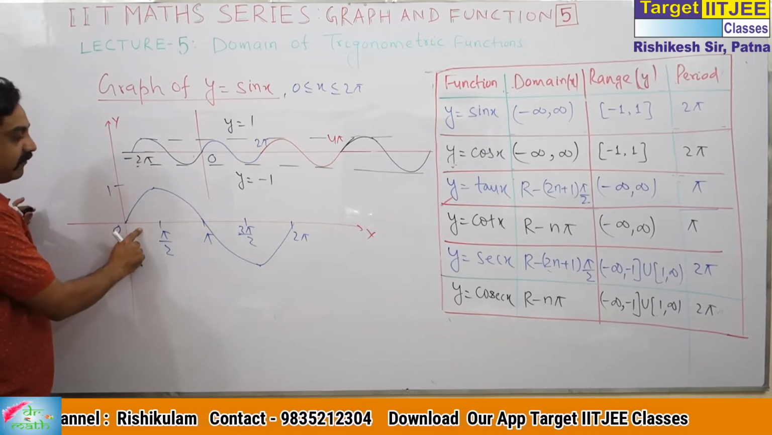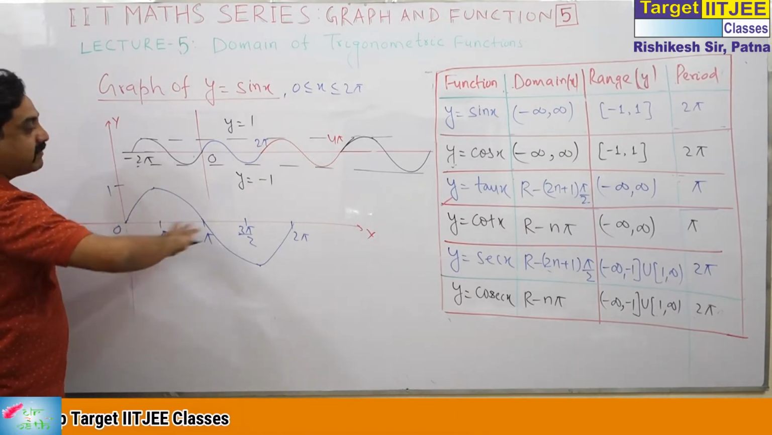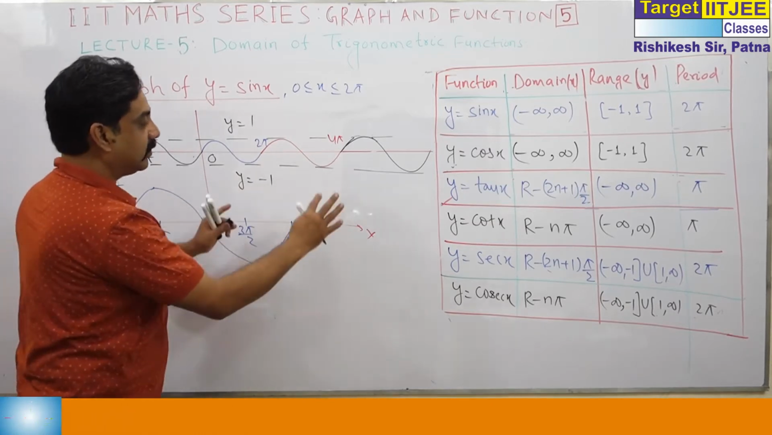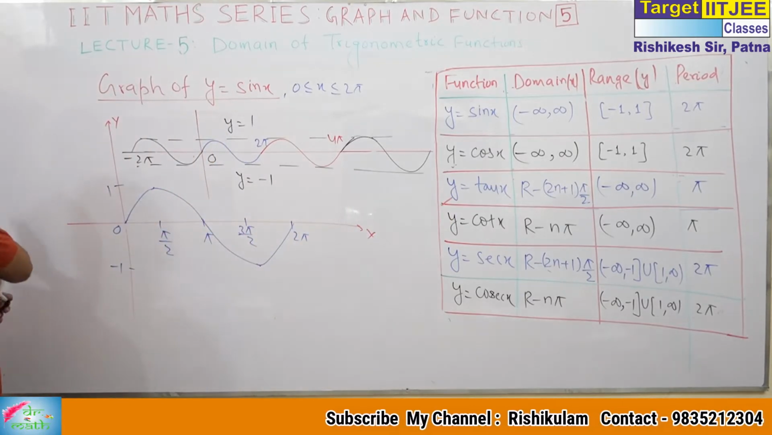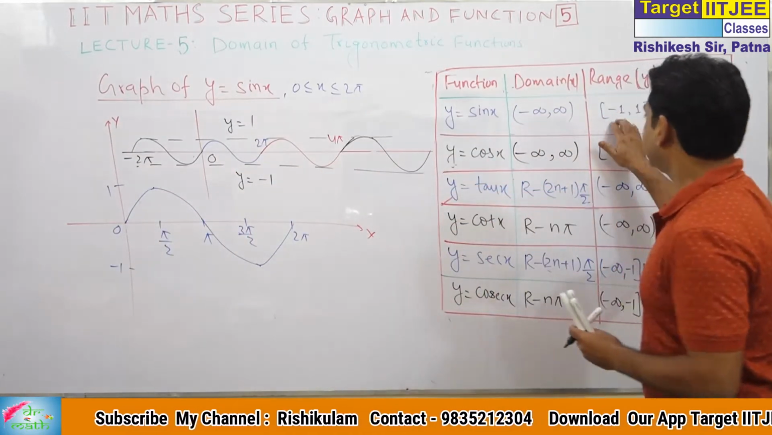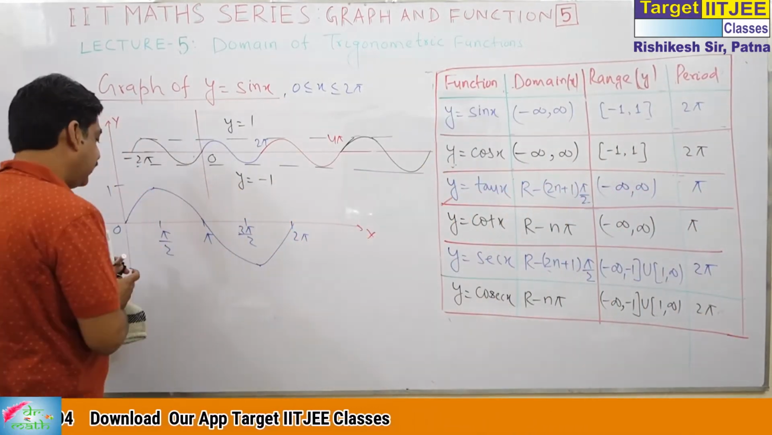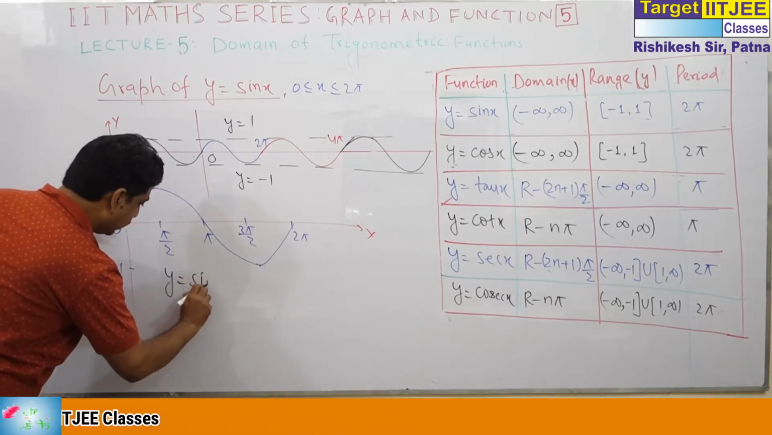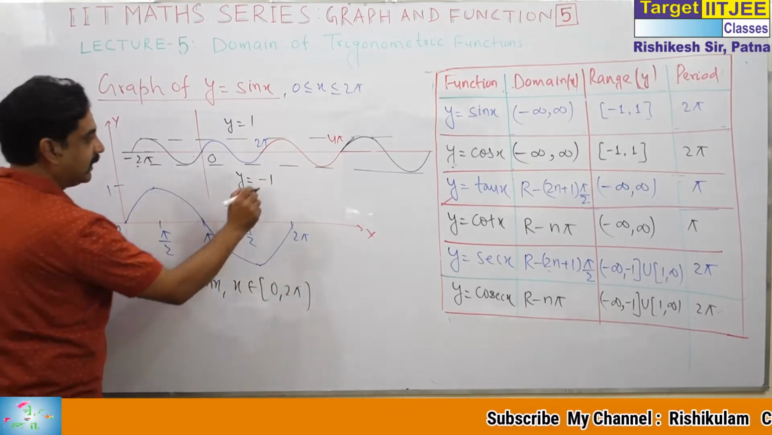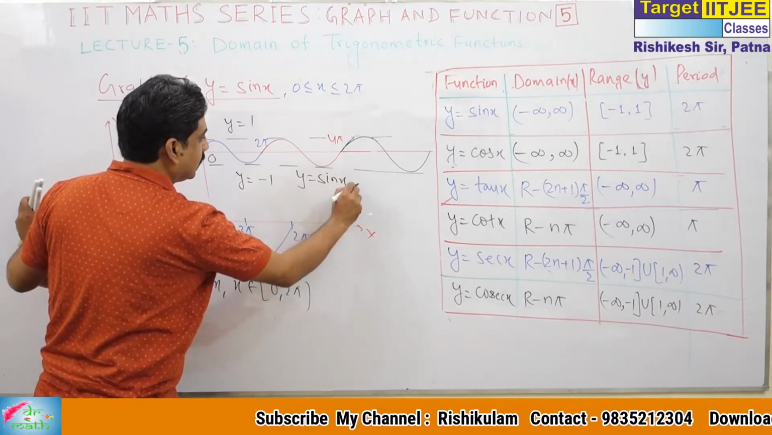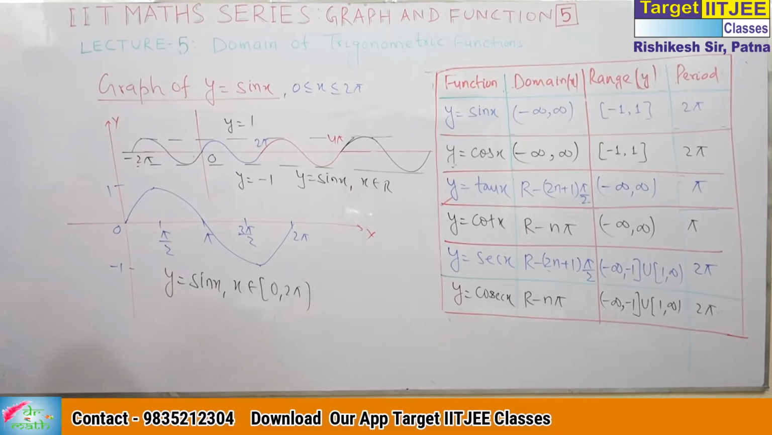But this is the graph of sin x in 0 to 2 pi. Since the value of x can be taken from minus infinity to infinity, we can extend the graph up to infinity, and from the left side up to minus infinity. So domain is minus infinity to infinity and range is minus 1 to 1. I will not draw the graph in this way. This you can say y is equal to sin x, x belongs to 0 to 2 pi. For this graph, the domain is 0 to 2 pi, and this is y is equal to sin x. You can say x belongs to R. You can extend the graph up to infinity and minus infinity. So this is the graph of sin x.